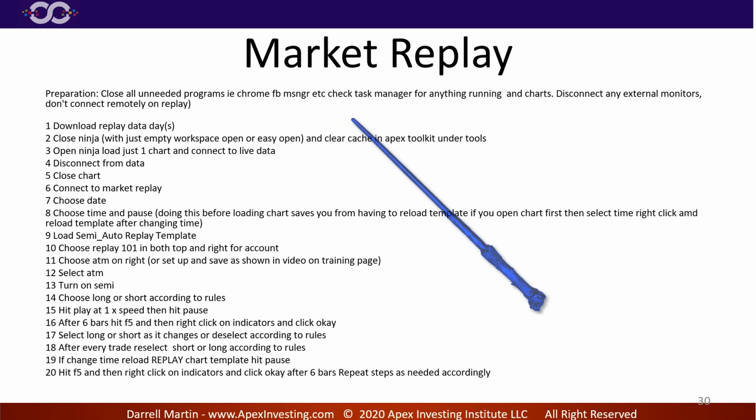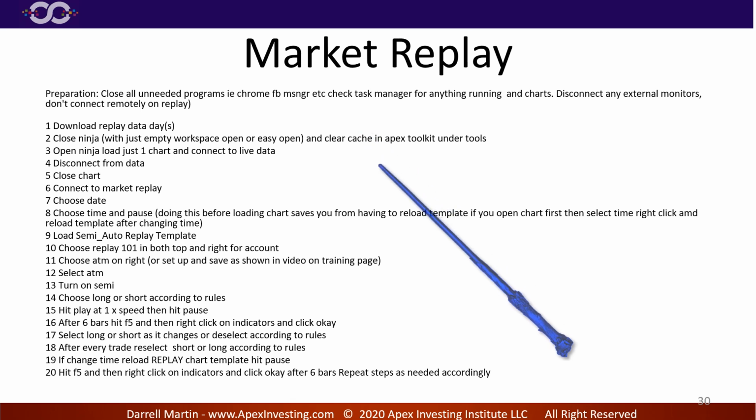Select long or short as you need to. Turn off the filter as you need to. After every trade, reselect long or short as needed. And even in replay, if it's really fast, I may even go back in after like 2.5 hours of replay, and I don't mean like 2.5 hours of sitting there, I mean 2.5 hours go by. I'll go in and like about 11 o'clock, I'll hit F5, I'll pause it, I'll turn it off, I'll hit F5, I'll right-click, I'll click on indicators, click OK. Okay? And then, just basically repeat as needed.